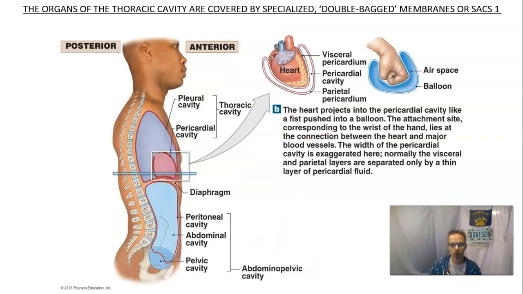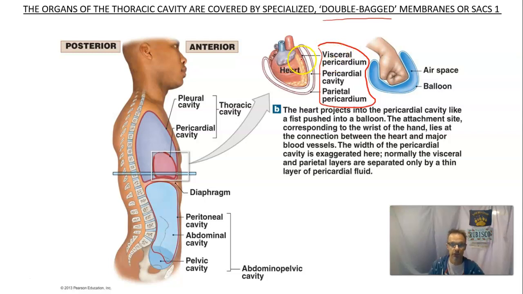Quick primer on the lining. So the title here is that each of the organs of the thoracic cavity are covered by a specialized double-bagged membrane or sacs, and we'll go into this in more detail when we do chapter 4 with some of the tissues. But for now, just knowing that this heart has its own double-bagged or double-walled membrane or sac, and we mentioned this before, that those linings for the heart are called the pericardial linings, or the pericardial membranes.